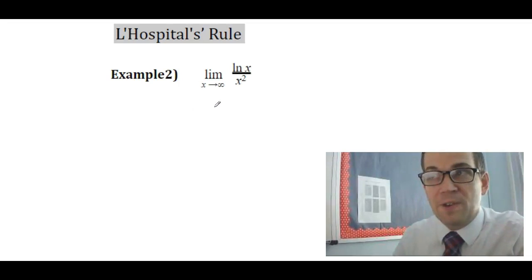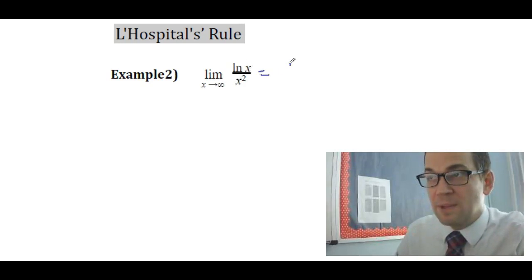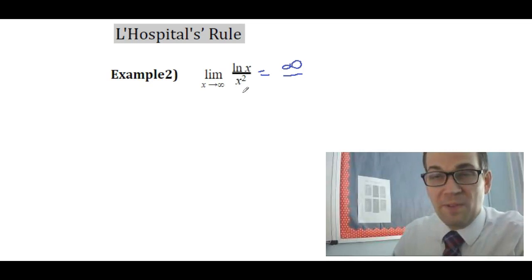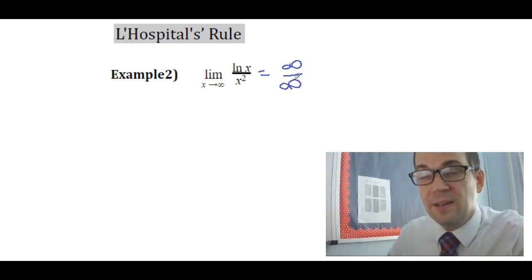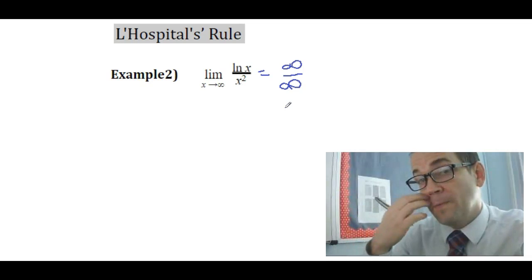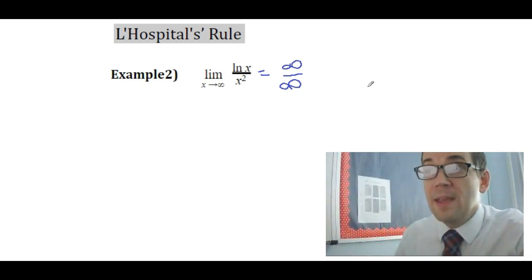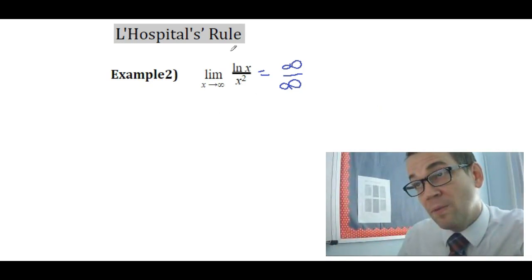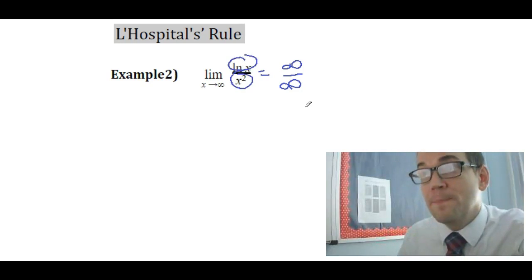The limit as x goes to infinity of the natural log of x over x squared. If x is getting really big, the natural log is also getting very large, so that's going to be infinity. Of course, if you take a very large number and square it, that also goes to infinity. So we have infinity over another infinity. This is an indeterminate form, and I can apply L'Hopital's rule by taking the derivative of each function separately.